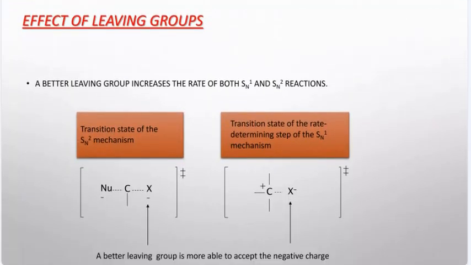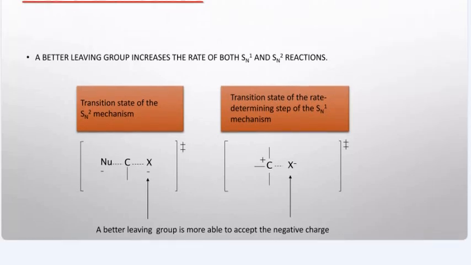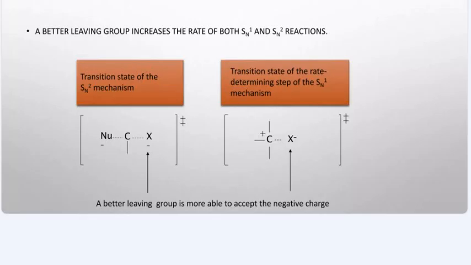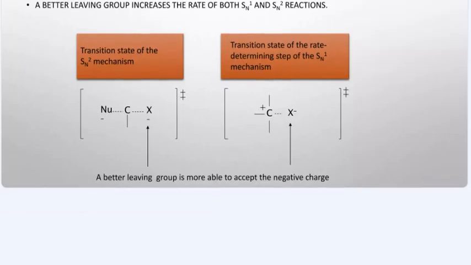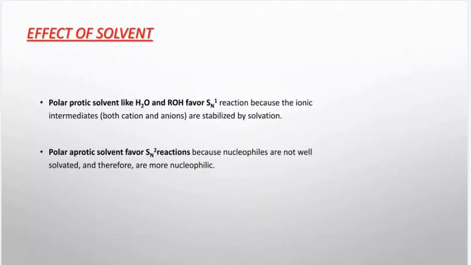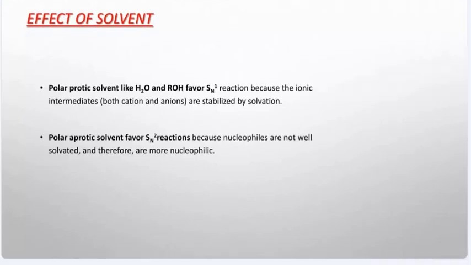Now effect of leaving group. You can see the better leaving group increases the rate of both SN1 and SN2 reaction. So a better leaving group is more stable to accept negative charge. Now effect of solvent. Polar protic solvents like H2O and ROH favor SN1 reaction because the ionic intermediates, both cation and anion, are stabilized by solvation. And polar aprotic solvents favor SN2 reaction because nucleophiles are not well solvated and therefore are more nucleophilic.